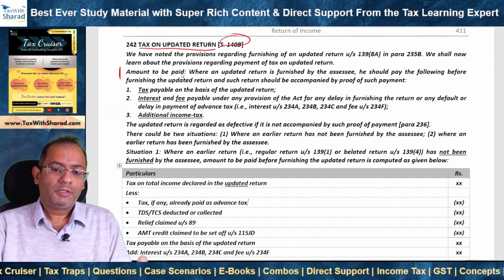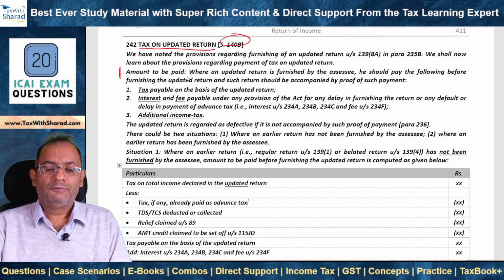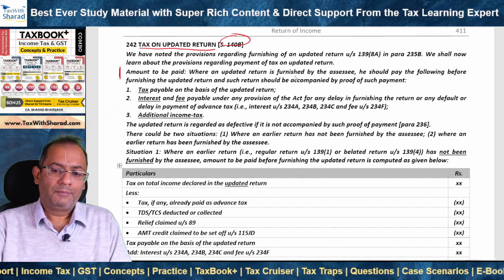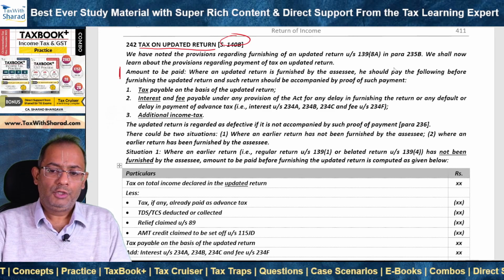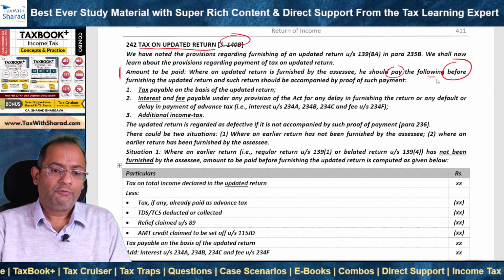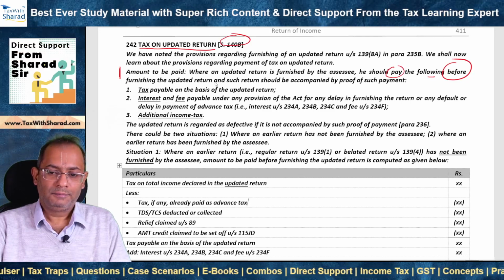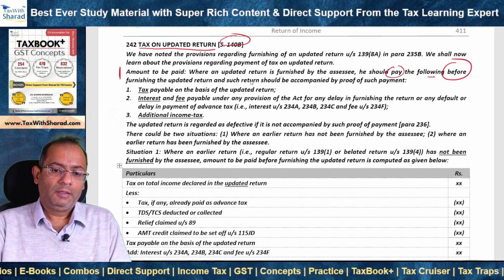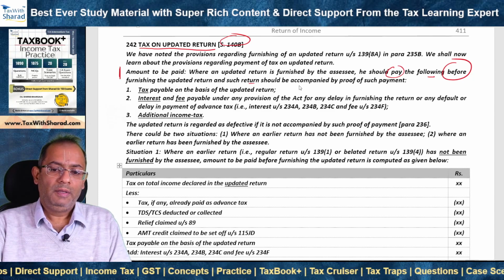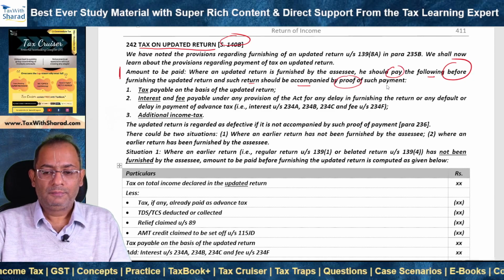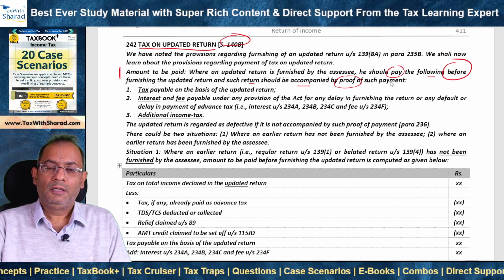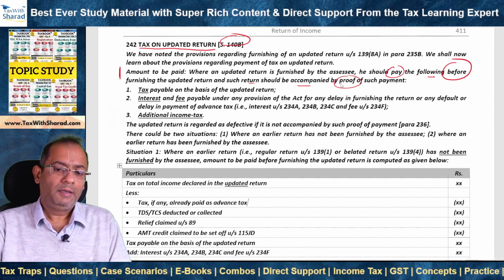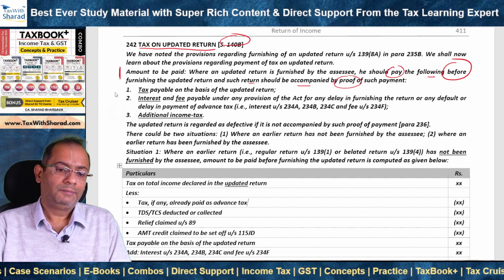So amount to be paid. What is the amount to be paid while a person furnishes the updated return under section 139(8)(a)? Where an updated return is furnished by the assessee, he should pay the following before furnishing the updated return. So the following amounts need to be paid by the assessee before furnishing the updated return, and such return should be accompanied by proof of such payment. The assessee needs to also attach the proof of the payment of such amounts along with the updated return.